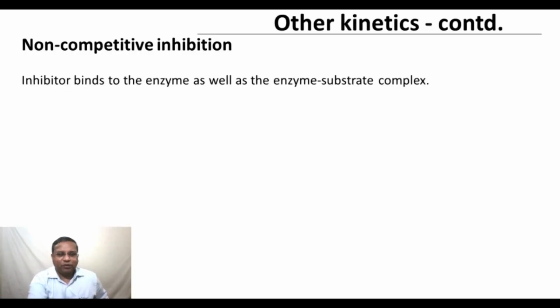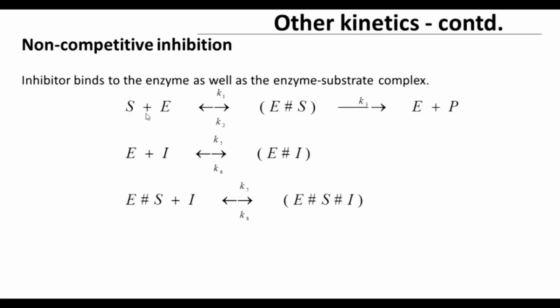The next type of inhibition, the earlier one was competitive. The second one is called non-competitive inhibition. In non-competitive inhibition, the inhibitor binds to the enzyme as well as the enzyme substrate complex. The scheme is like this. This is the Michaelis-Menten scheme. The first reaction, S plus E, reversibly ES gives you irreversibly E plus P.